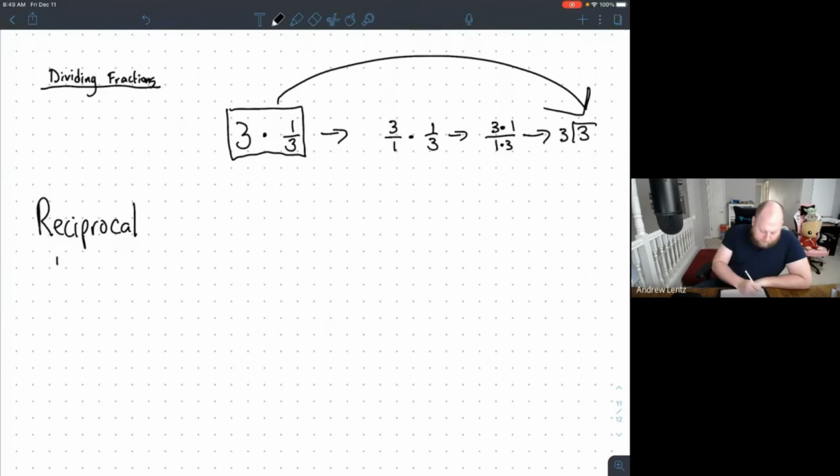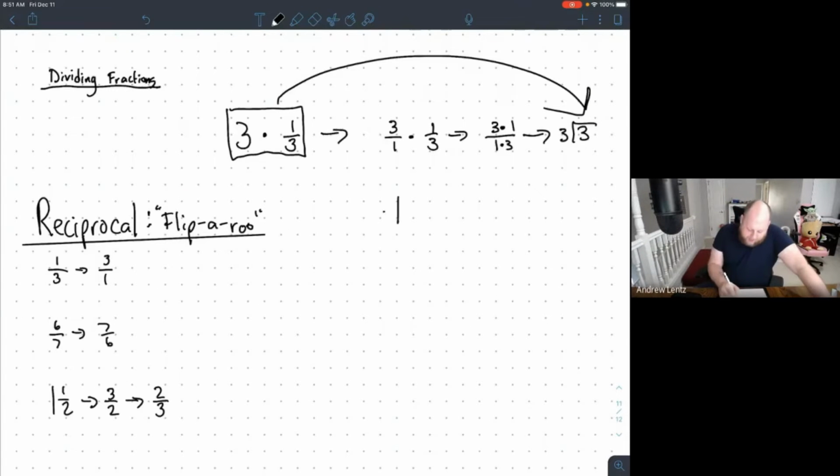So a reciprocal, a real easy way to understand it is you're just going to do a flipperoo. The reciprocal of 3 over 1, or 1 over 3, is 3 over 1. The reciprocal of 6 over 7 is 7 over 6. The reciprocal of 1 and 1/2, you have to convert it first to an improper fraction, and then you'll see that it's 2 over 3. So the reciprocal is just a good old-fashioned flip-a-roo.